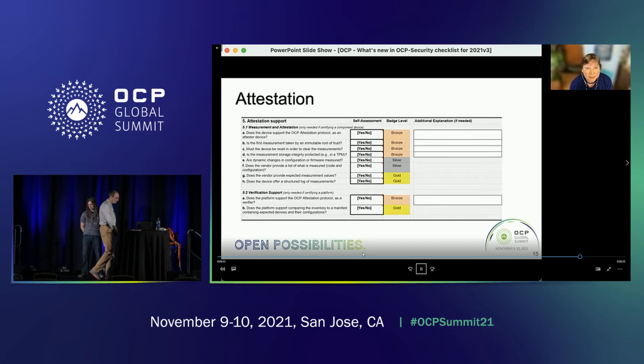And finally, 5.1h says, does the device offer a log of everything that it did as far as measuring, so that the verifier later can have a finer grained examination of all of the evidence provided to it in measurements? Thank you.